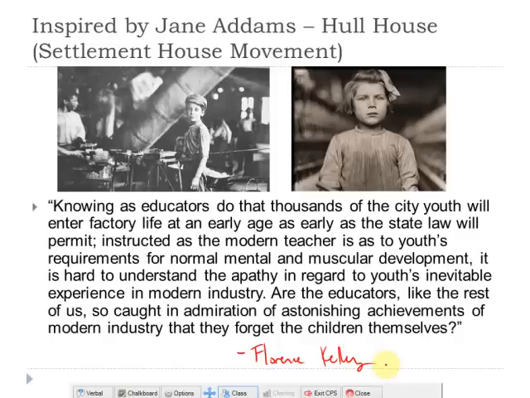But let me read this quote to you guys first. I want you to read it quietly to yourself a second time. And then I want you to talk to your partner and tell me what argument Florence Kelley is making. So let me read it first.